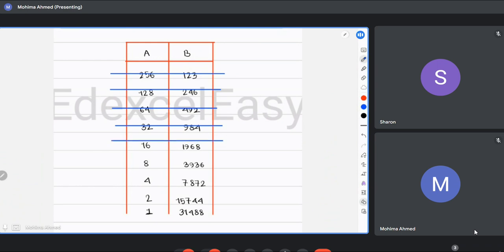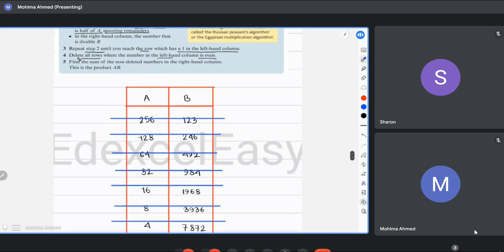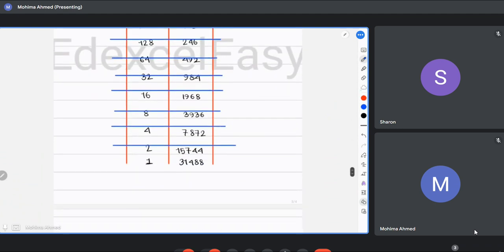I think all of the numbers will be deleted, right? Because over here 256, 128, 64, 32, 16, 8, 4, 2, they are all even numbers. So only the last one will be actually accepted. That means before the last one, whatever we got, will all be deleted. We'll not consider that as a part of our calculation, because it was stated in your step 4 that we need to delete all the rows where column A was even. That means finally the sum of the non-deleted numbers in the right column is the product of AB. Only the last one was not deleted. Other than that, all of the other rows were deleted. That means we are only going to accept this 31488.